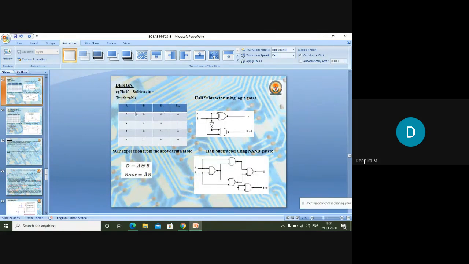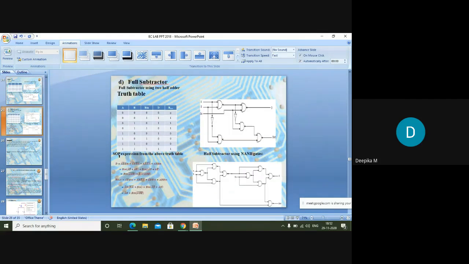Coming to the half subtractor, the difference can be obtained by using the XOR gate, and the borrow can be obtained by using A bar into B. So the difference is A XOR B, and the borrow is A bar B, and that can also be implemented using the NAND gate. So this is the truth table of the half subtractor. And coming to the full subtractor.